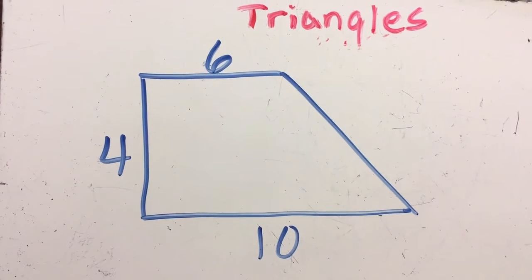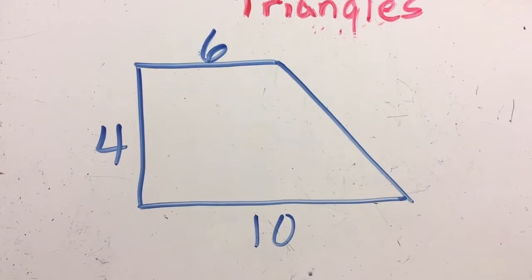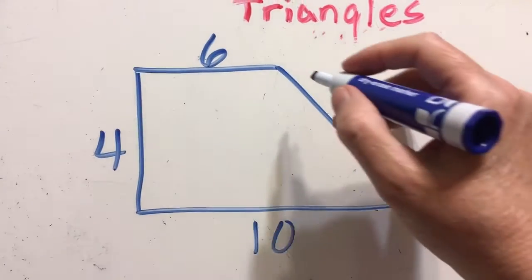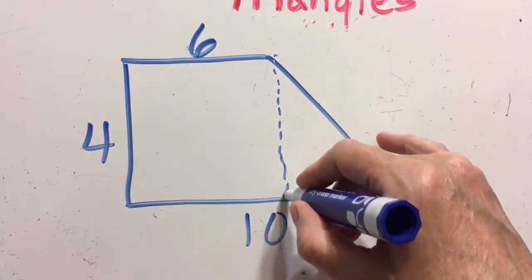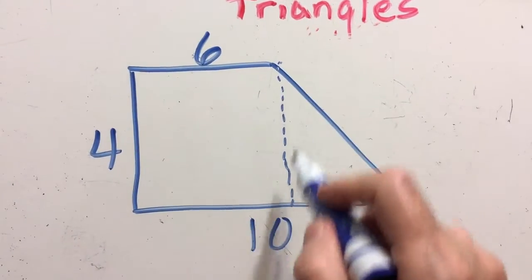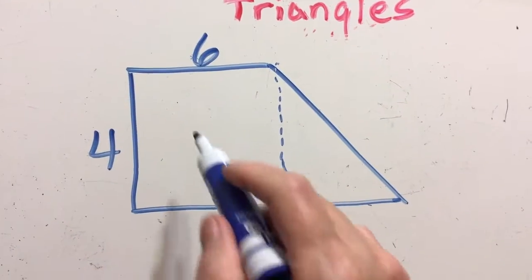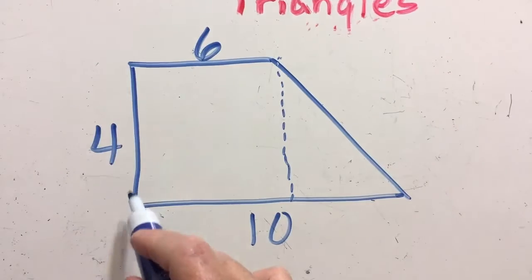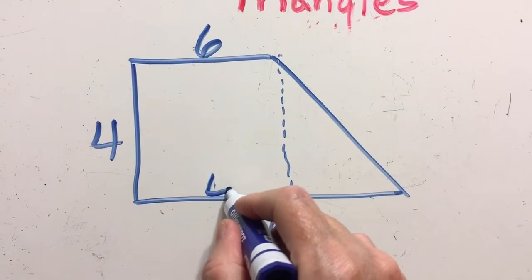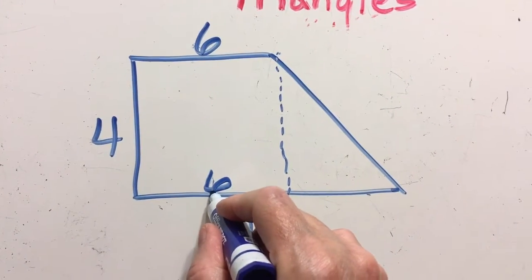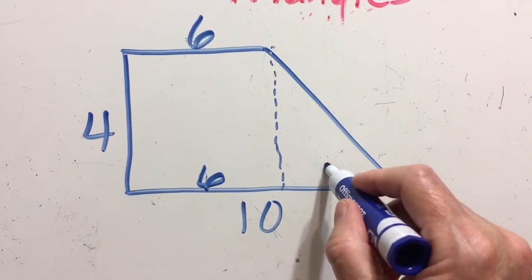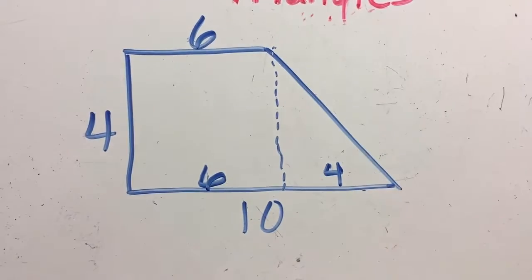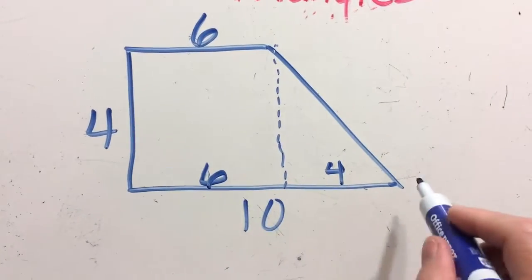This problem is a fun one. Anytime we have a combination figure like this, we can easily break it up into 2 figures. So why don't we chop off the triangle, and if this is 6 and this is 4, then this piece in here is 6, and we have a rectangle. If 6 is taken from 10, then this piece over here is a 4 to make up the 10 altogether.